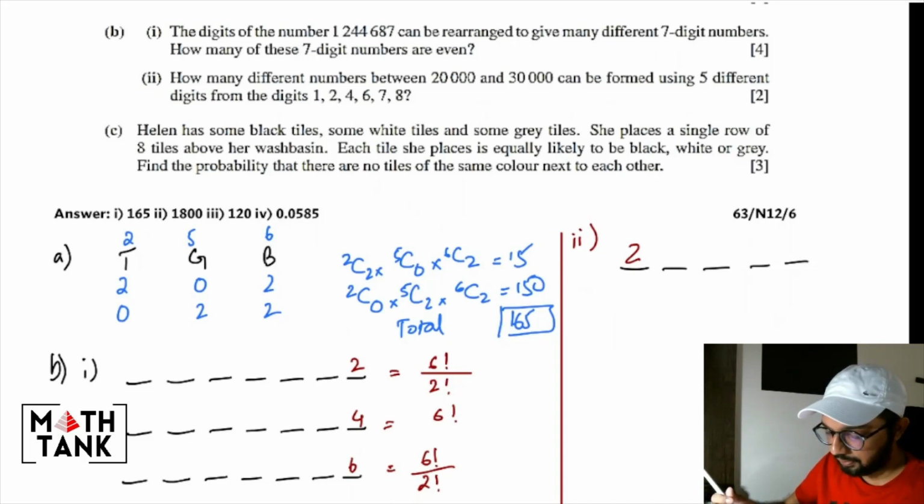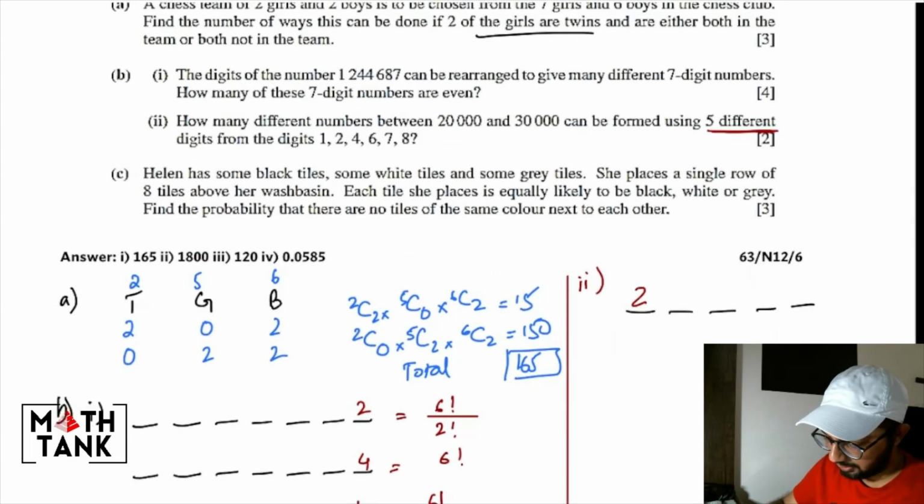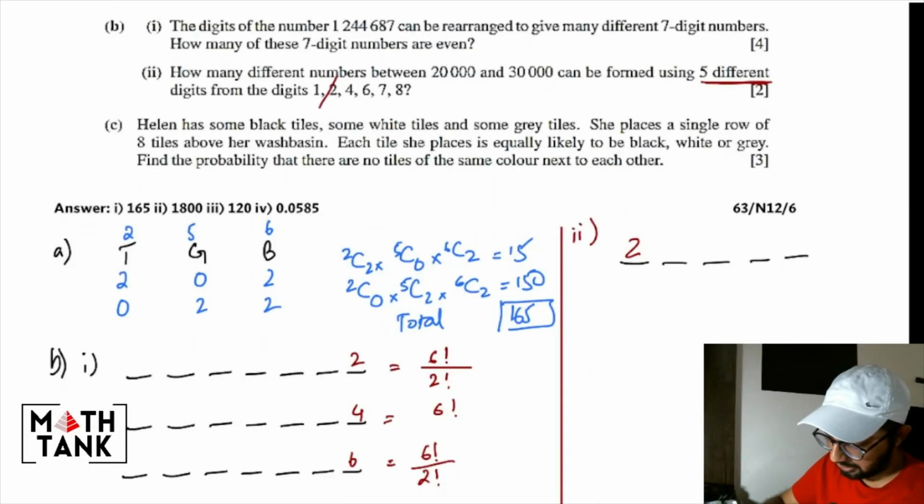Okay, there's no other restriction, is there? It can be formed using 5 different digits from the digits 1, 2, 4, 6, 7, 8. Now, what you need to see is it says 5 different, so I can't really double count 4s in this case, and the 2 is already gone. Okay, so I'm left with 1, 4, 6, 7, 8.